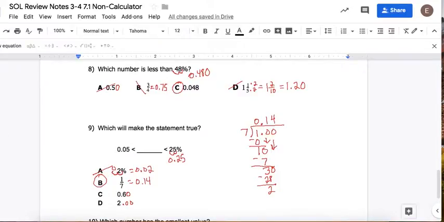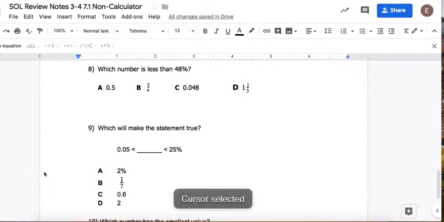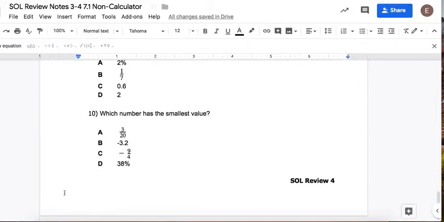Okay, let's look at the last and final example here. Which number has the smallest value? Okay, so the one thing we want to do is convert all these to decimals when we're looking for the smallest value. So 3/20ths. Now I could do long division over here, but I'm going to show you this is actually a friendly fraction. So I notice that I can multiply the bottom by 5 to get to 100. So if I multiply the top by 5, I will have a fraction out of 100, which will give me the decimal.